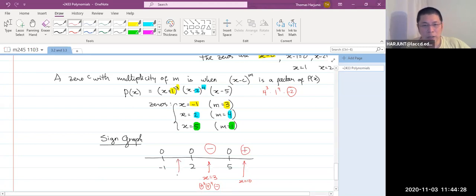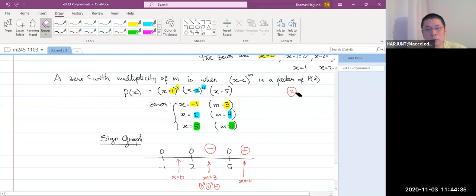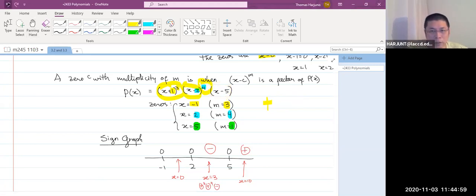When x is between -1 and 2, let's say x equals to 0. When you plug in 0 here, that's positive. When you plug in here, this is negative, but to the power of 4, that's still positive. When you plug in here, that's negative. So the total, the product, positive, positive, negative, is negative.